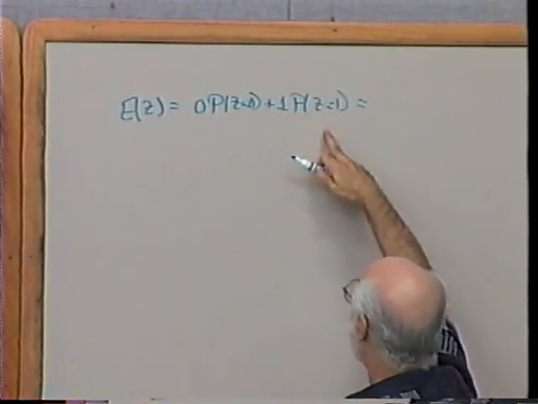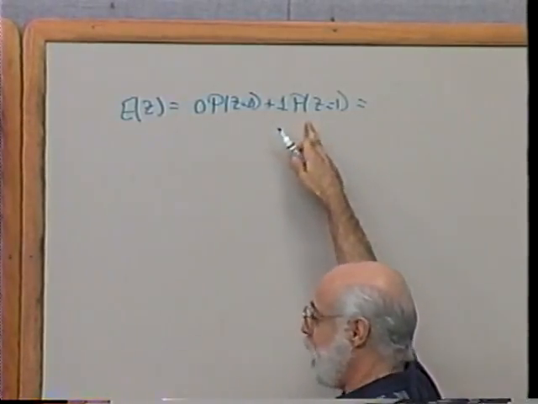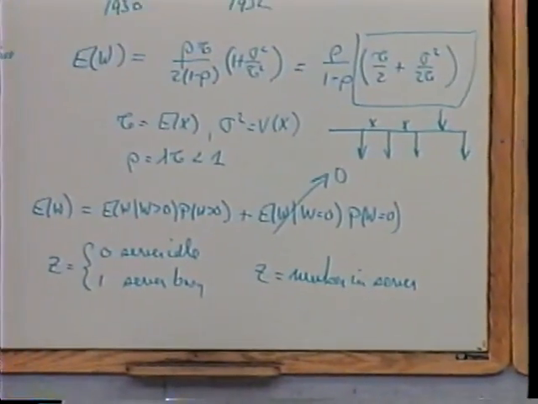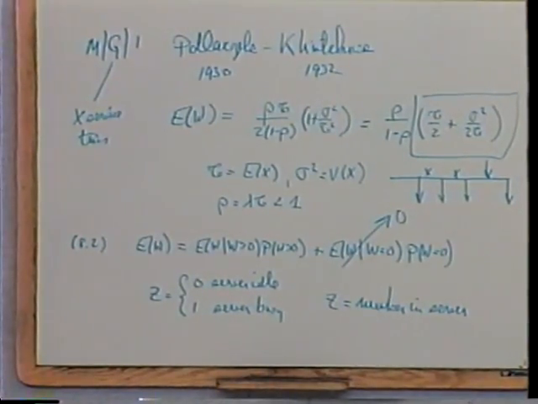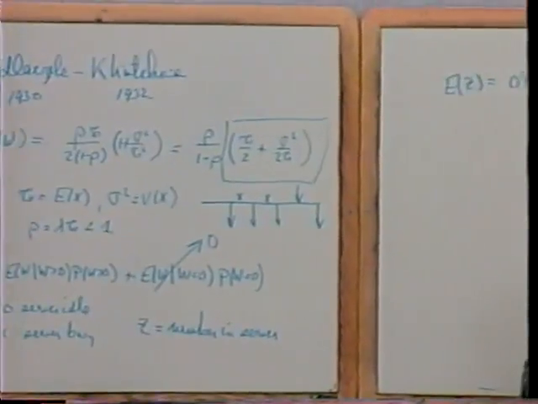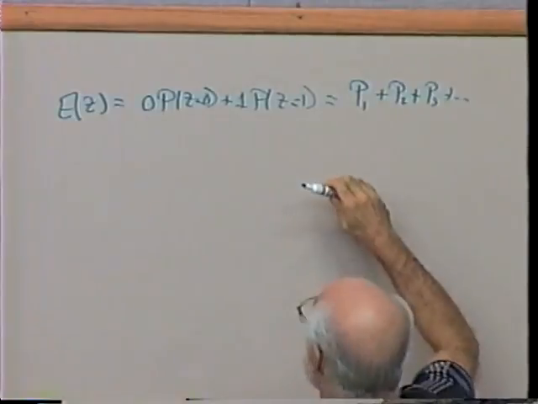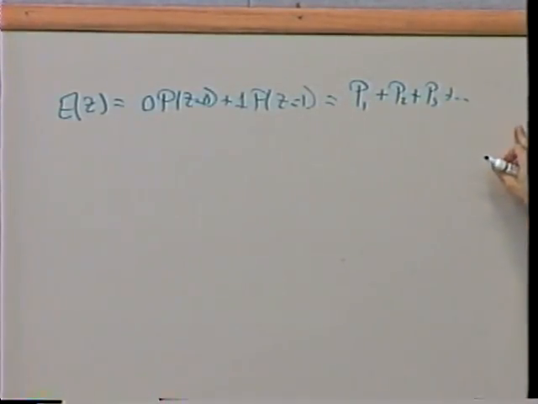But what is the probability that Z equals 1? Well, the probability that the number in the server is 1 is equal to the probability that the number in the system is either 1 or 2 or 3, what we've called capital P_j: P1 plus P2 plus P3 and so forth. So the expected value of Z is equal to the probability that the server is busy, which is equal to the sum of the state probabilities for the M/G/1 queue, summed from j equals 1 to infinity.